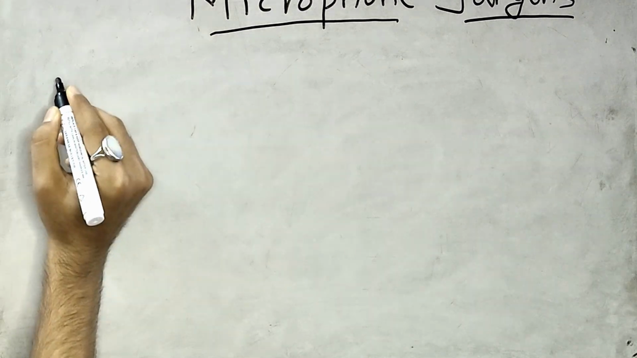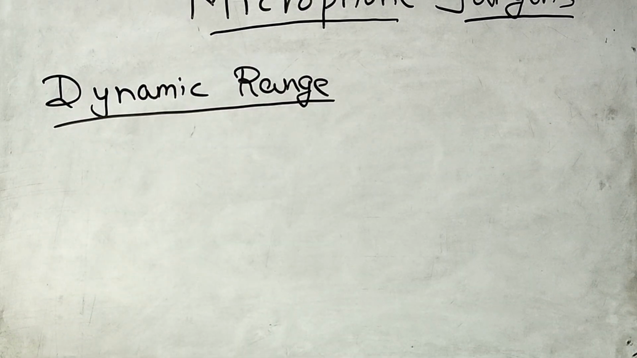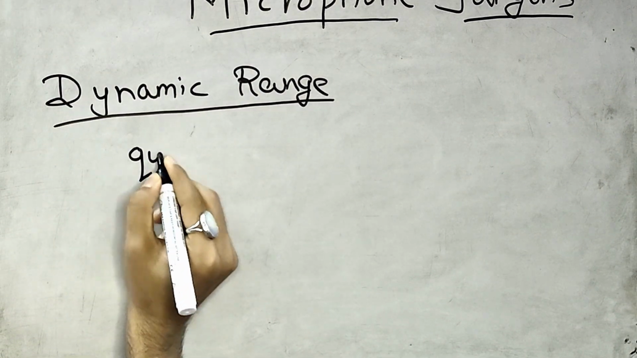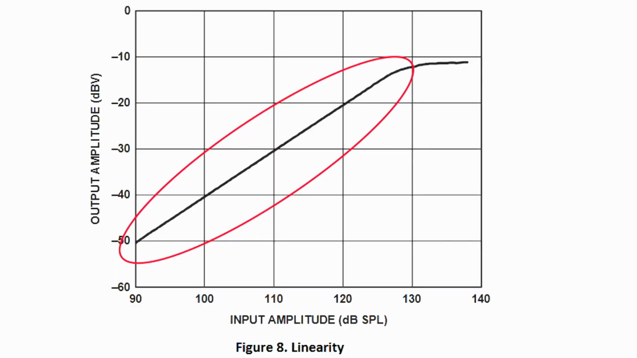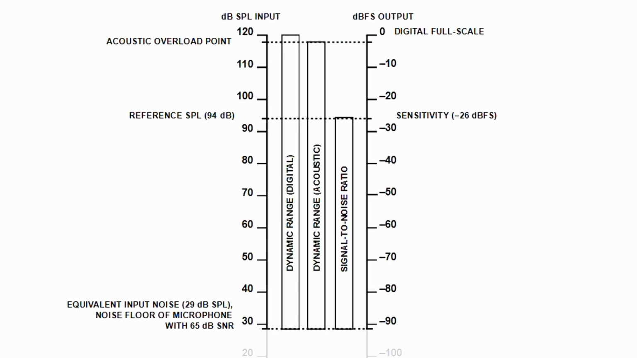Dynamic range. This is the span between the quietest sound the mic can detect and the loudest it can handle without distortion. So basically a linear relation between input SPL and microphone output. Visualizing this, we can see that EIN at 29 dB SPL input is mapped to minus 91 dBFS digital output. 94 dB SPL reference is mapped to minus 26 dBFS output. And 120 dB SPL AOP is mapped to 0 dBFS, or the clipping point output.